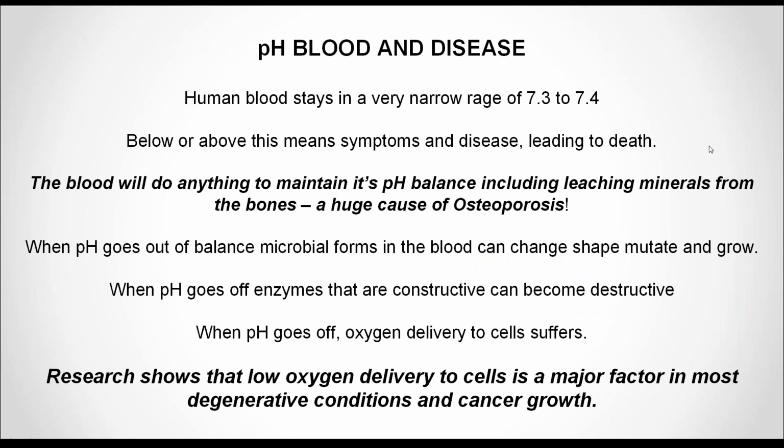So pH, blood and disease. The human blood stays in a very narrow range of 7.3 to 7.4. Below or above this means symptoms and disease, and going out of this range leads to death. The blood will do anything to maintain its pH balance, including leaching minerals from the bones. This is a huge cause of osteoporosis. When pH goes out of balance, microbial forms in the blood can change shape, mutate, and grow. And when pH goes off, enzymes that are constructive can become destructive. When pH goes off, oxygen delivery to the cells suffers. And research now shows that oxygen delivery to the cells is a major factor in most degenerative conditions and cancer growth.